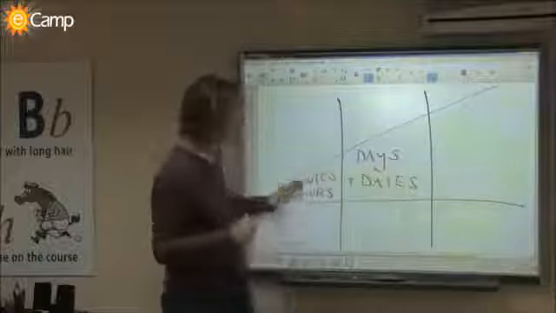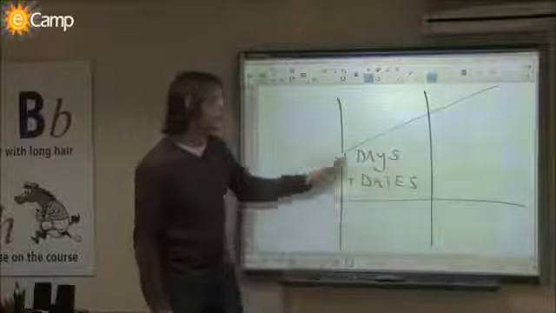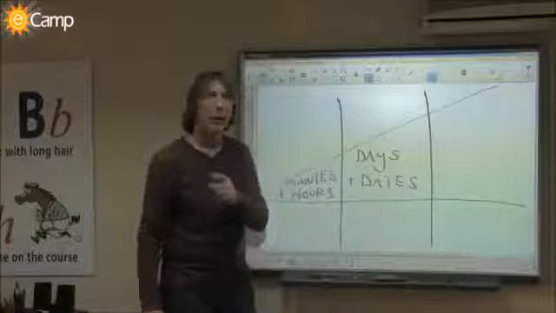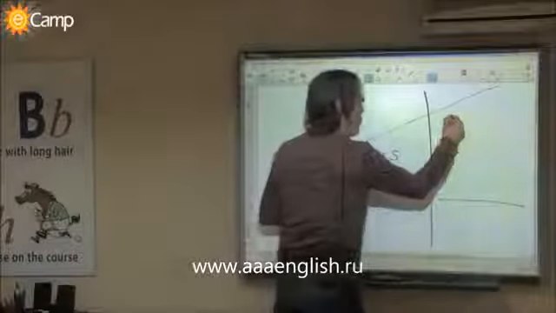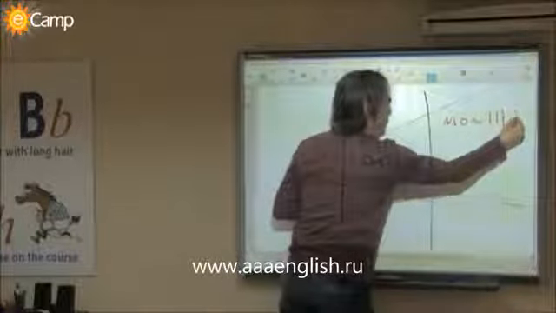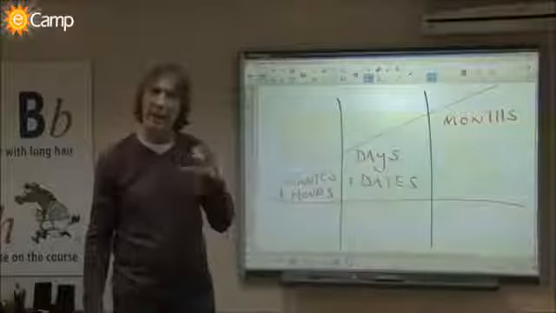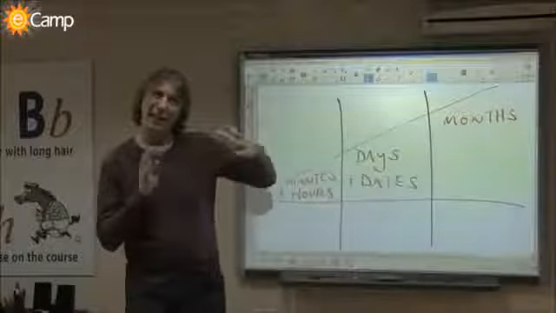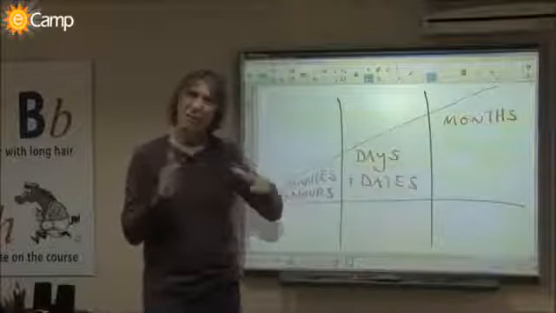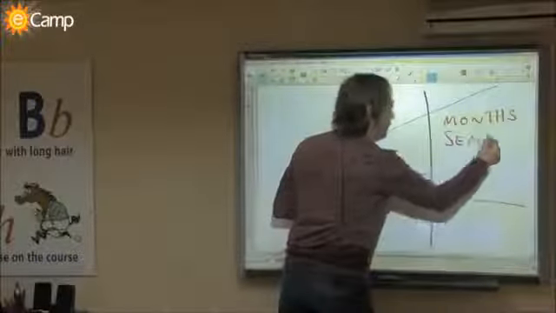The next largest. So we do minutes and hours, days and dates, and the next section is going to be months. Yeah? What month is it? It's October. And then we have months, so let's think larger than months. Yep, seasons. Okay, seasons.